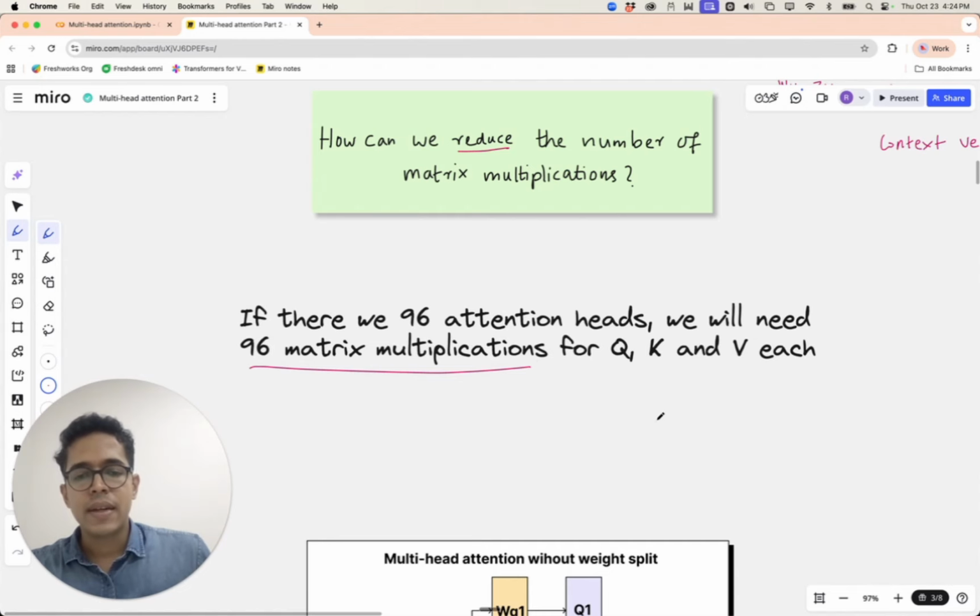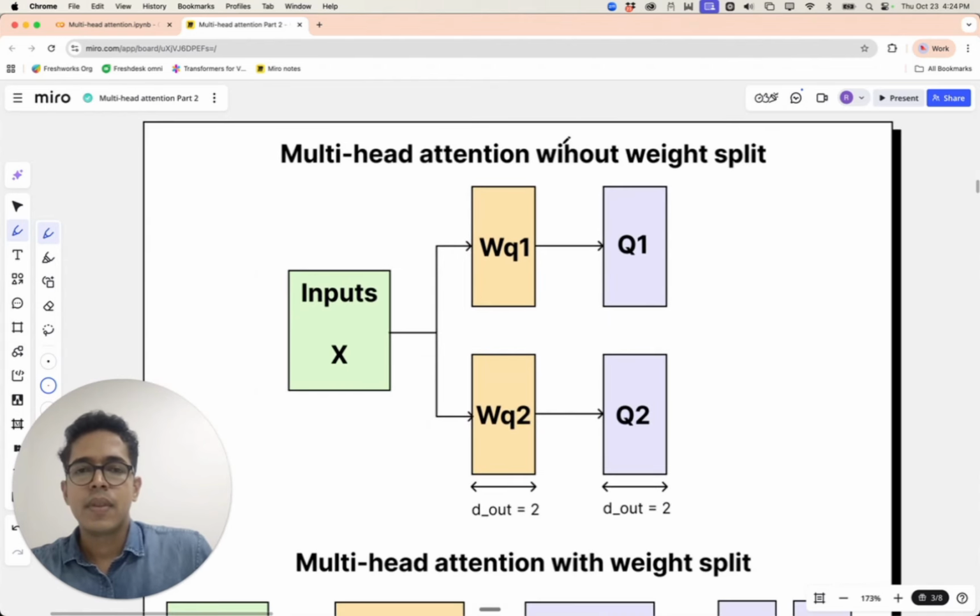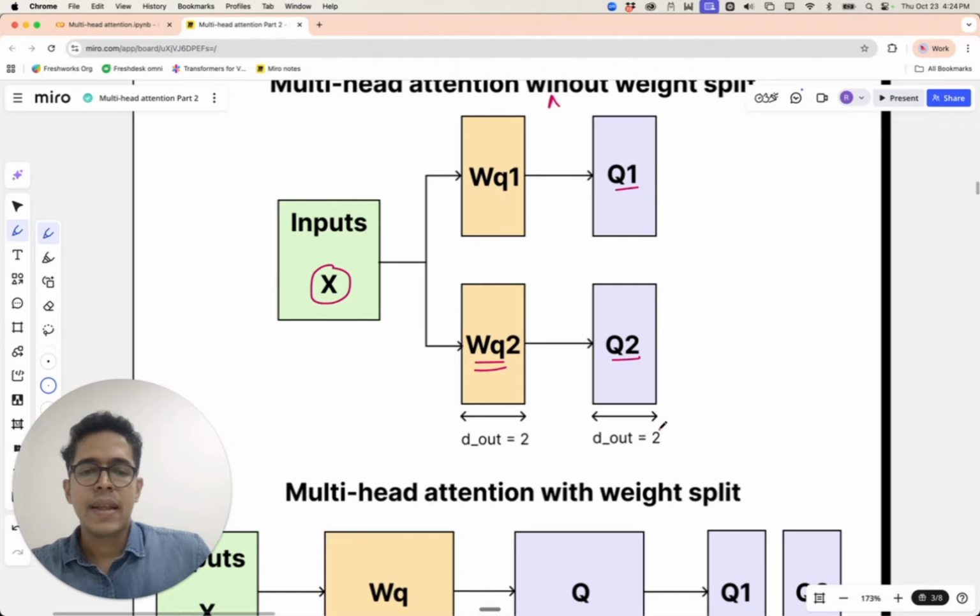So what we could do instead, what if we did something like this? So currently what we are doing is, attention, without a T is missing here. You have inputs X. Then X will get multiplied by WQ1 to get Q1. X will get multiplied by WQ2 to get Q2. So the D out is 2 here. Q1 has dimensionality equal to 2. Here maybe D in can be 2 or whatever. It can be 2, it can be 3. So if this is 2, this will be a 2 by 2 matrix. And here each query will be of D out equal to 2. Here also D out equal to 2.